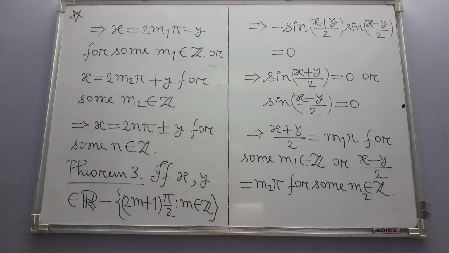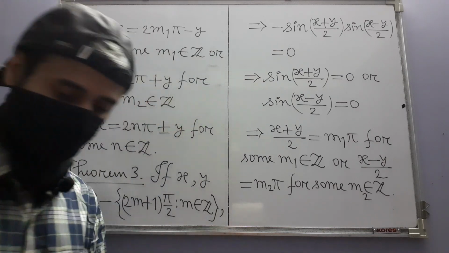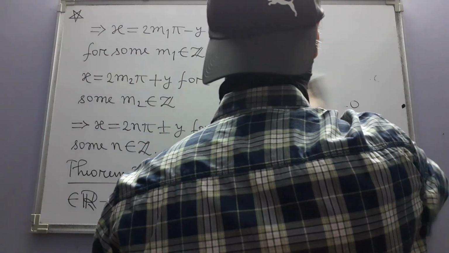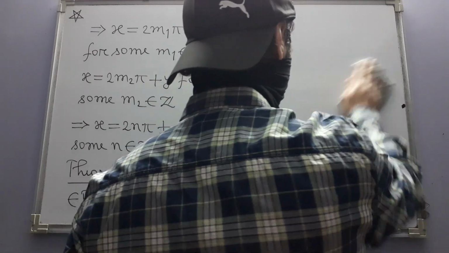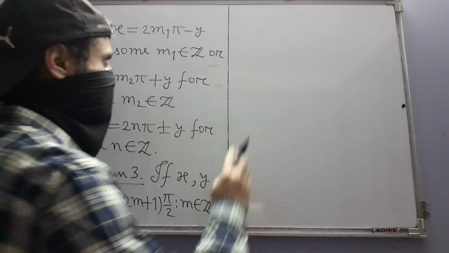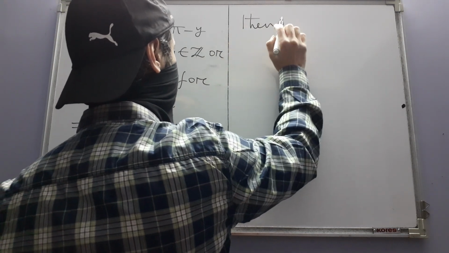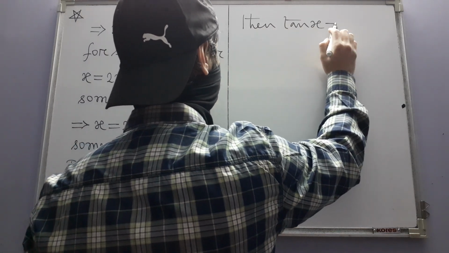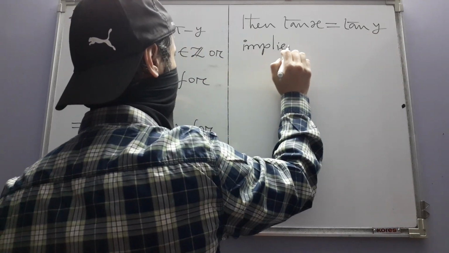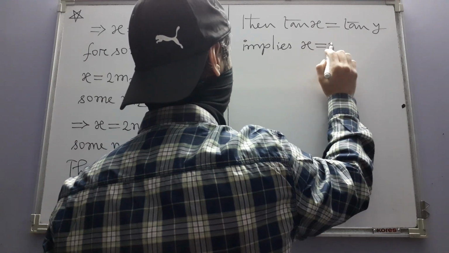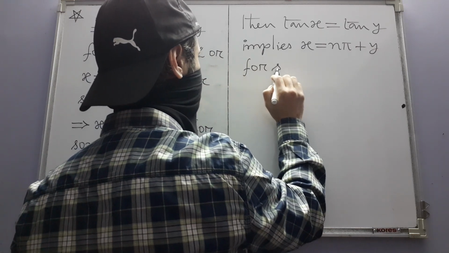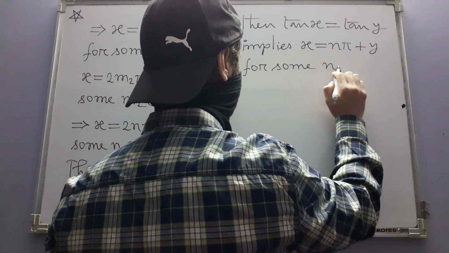If x and y are two such real numbers, then tan x equal to tan y implies x is equal to n pi plus y, for some integer n.